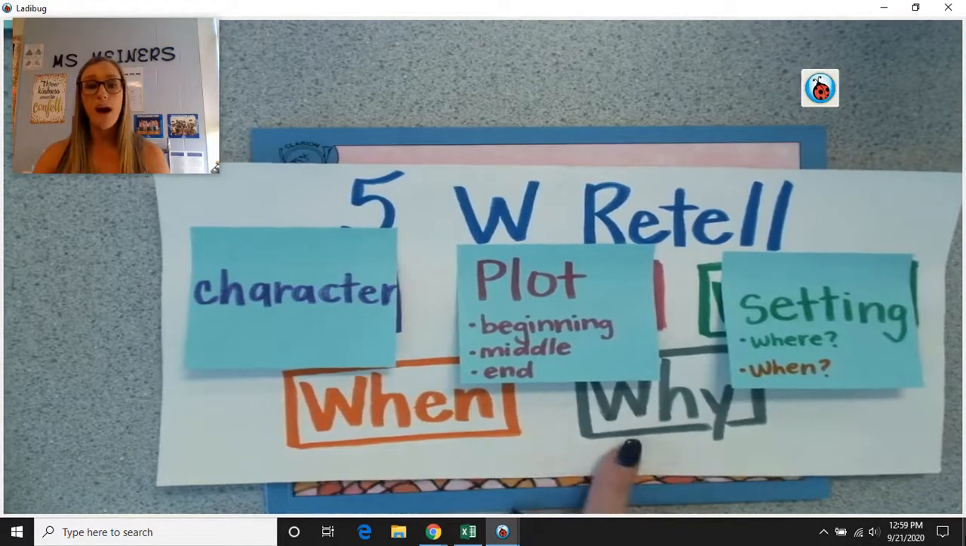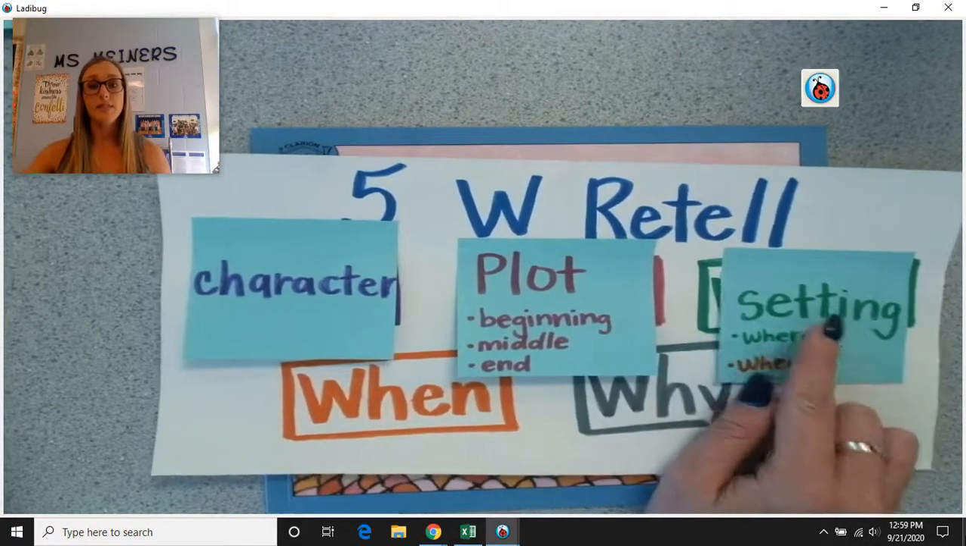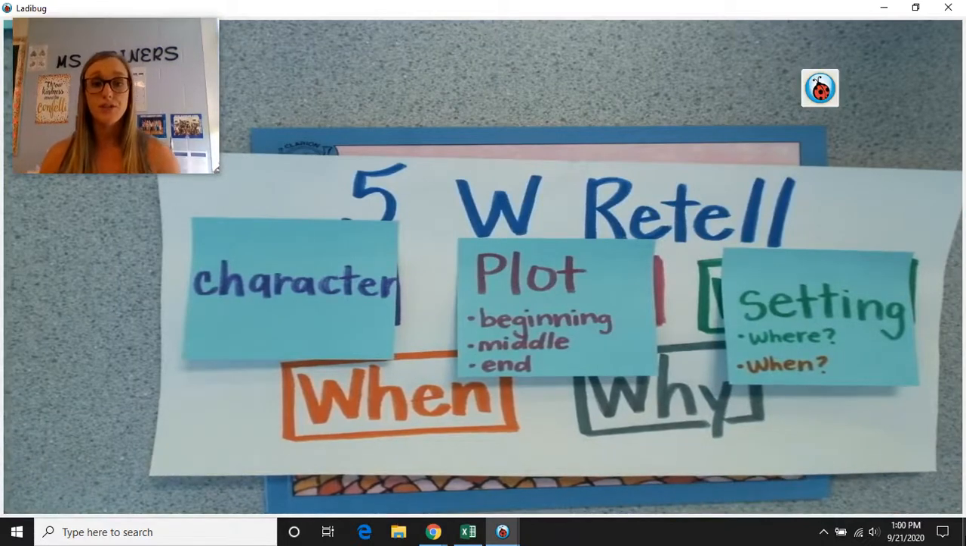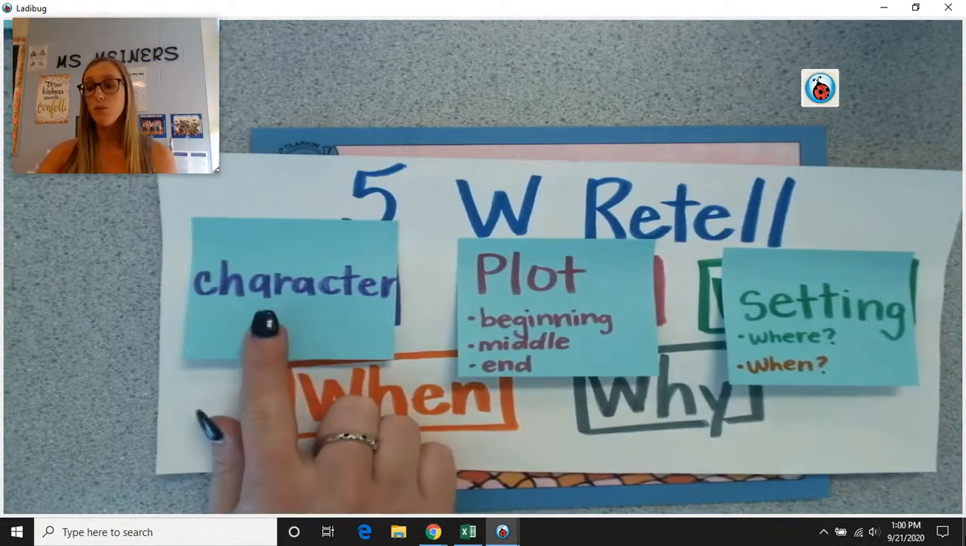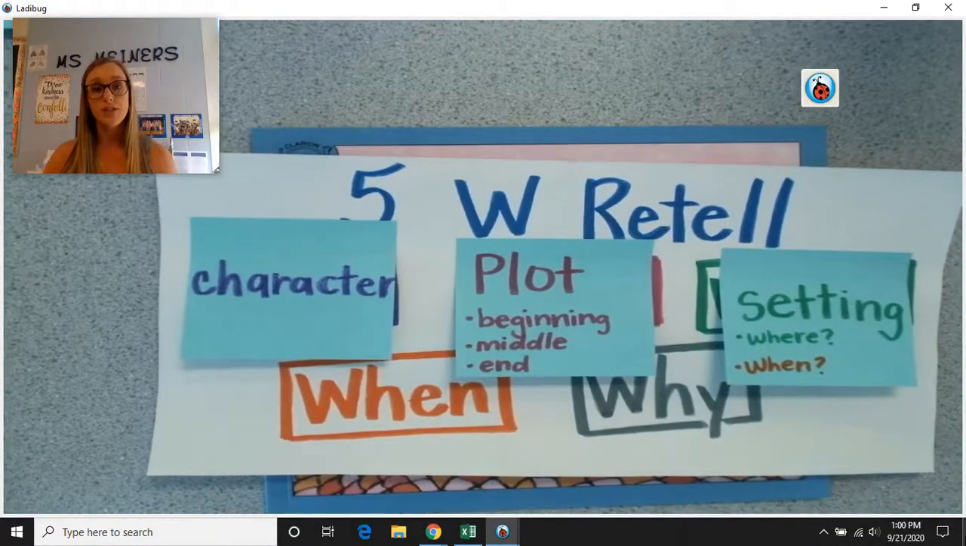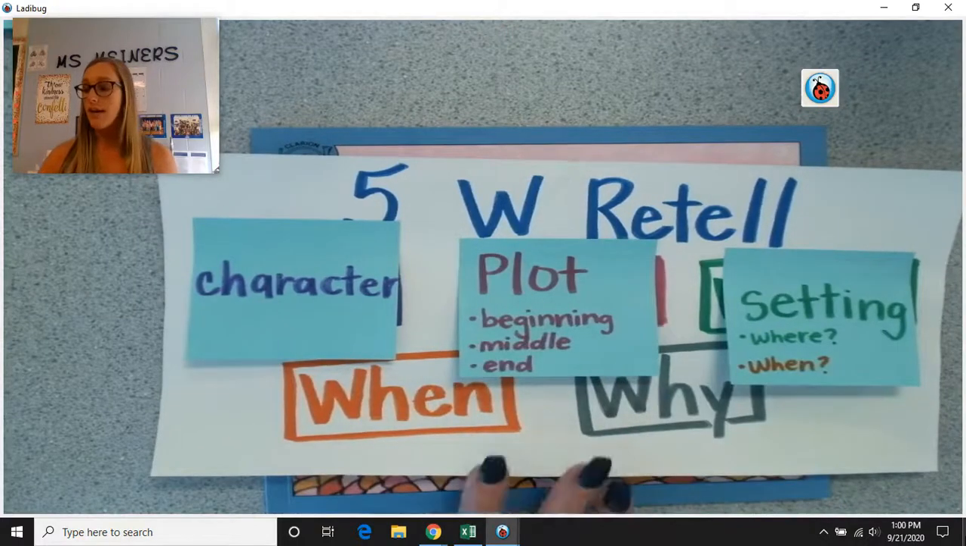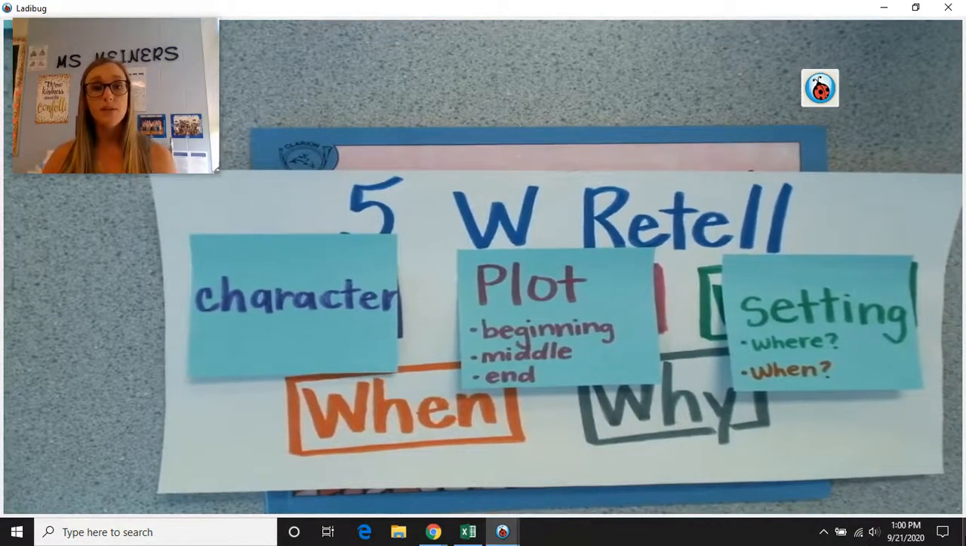And don't forget about that why. Why did the characters act a certain way? Or why did the story end that way? So we are talking about character, plot, and setting this week. And also, we are paying very close attention to the illustrations in our story. We are looking at those illustrations to try and help us understand more about the characters, the plot, and the setting. So we are using the illustrations to make meaning and to understand what's happening with the characters, the plot, and the setting.